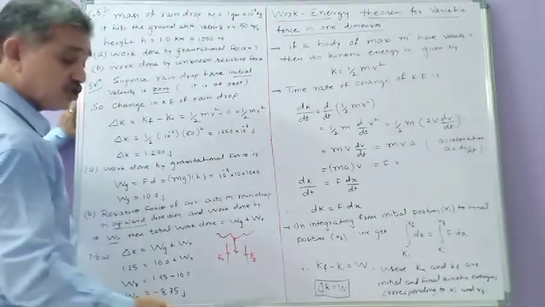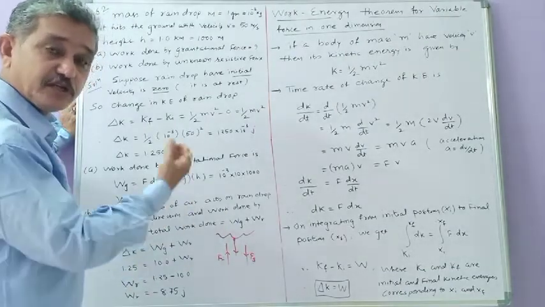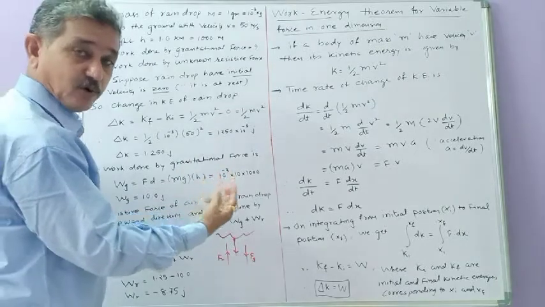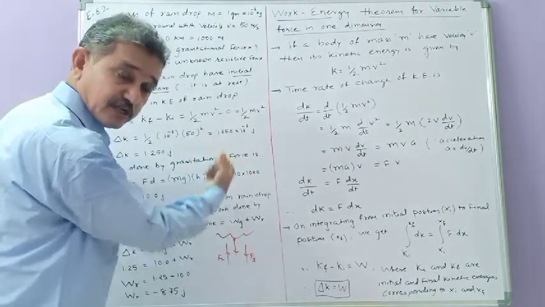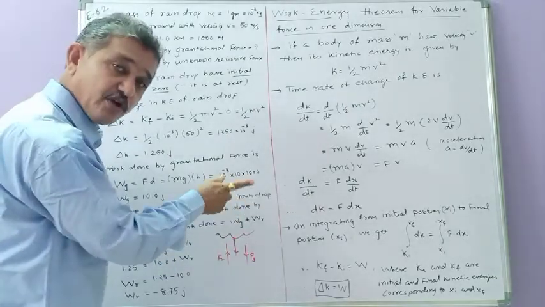So this is the change in kinetic energy. Now use the work energy theorem. Change in kinetic energy equals total work done. In this total work done there are two works. One is work done by gravitational force, another is work done by resistive force. So the sum of these two works will be equal to total work done.